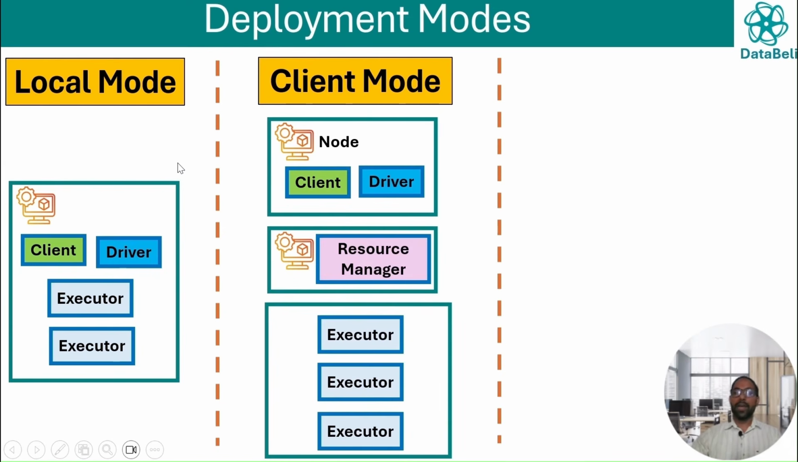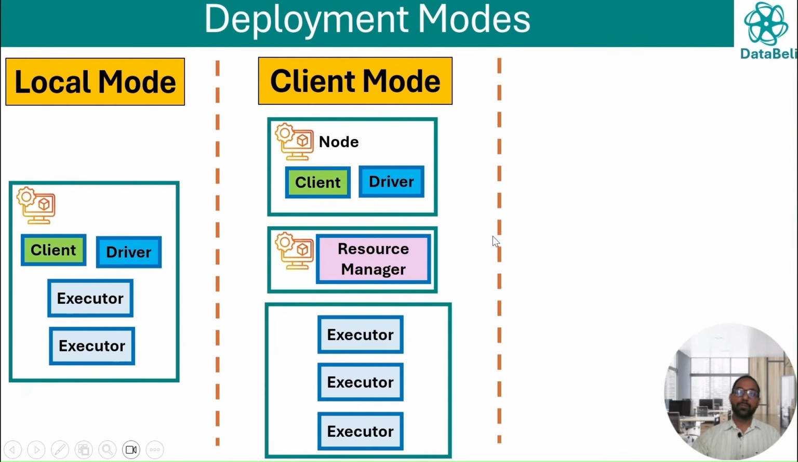The next mode is the client mode. And how it works is, let's say the client or the main application, wherever we are writing or submitting the code, that is where the driver also runs. And once the driver has done all the planning, it goes to the resource manager, which is running on a separate entity. And that resource manager will assign the executors which are running on different VMs. So if our client and driver are on the same machine and executors are on different machines or VMs or nodes, then that is called client mode.